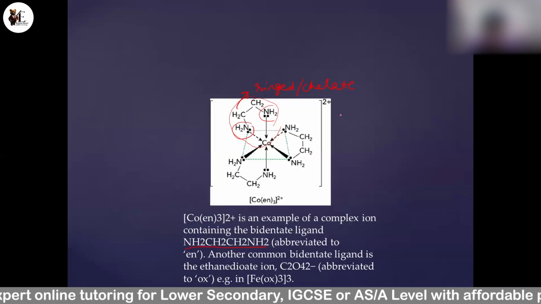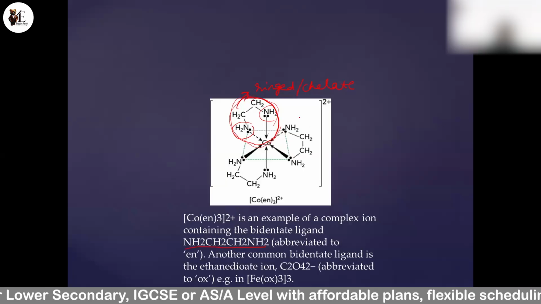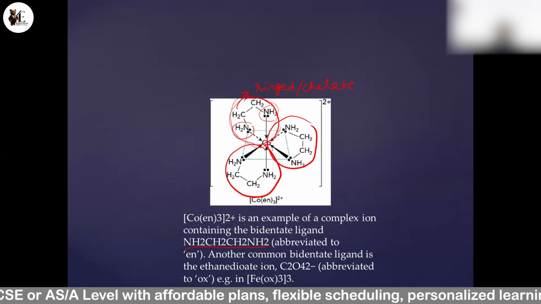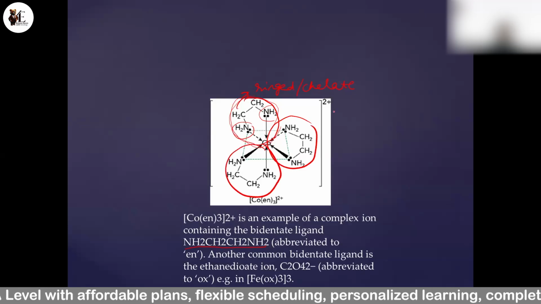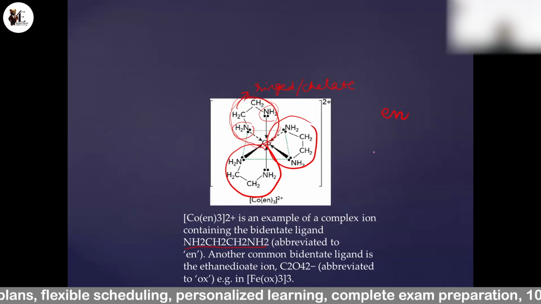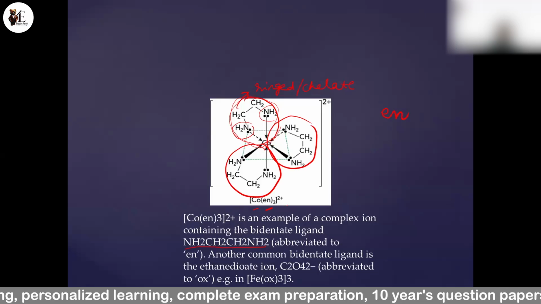Ma'am, 6? No, this is one ligand. This entire thing is one ligand. 1, 2, 3. So the ligands involved here are 3. Ethylene diamine, instead of writing the big word, we can write it as en. En means ethylene diamine. So this becomes [Co(en)3]2+.